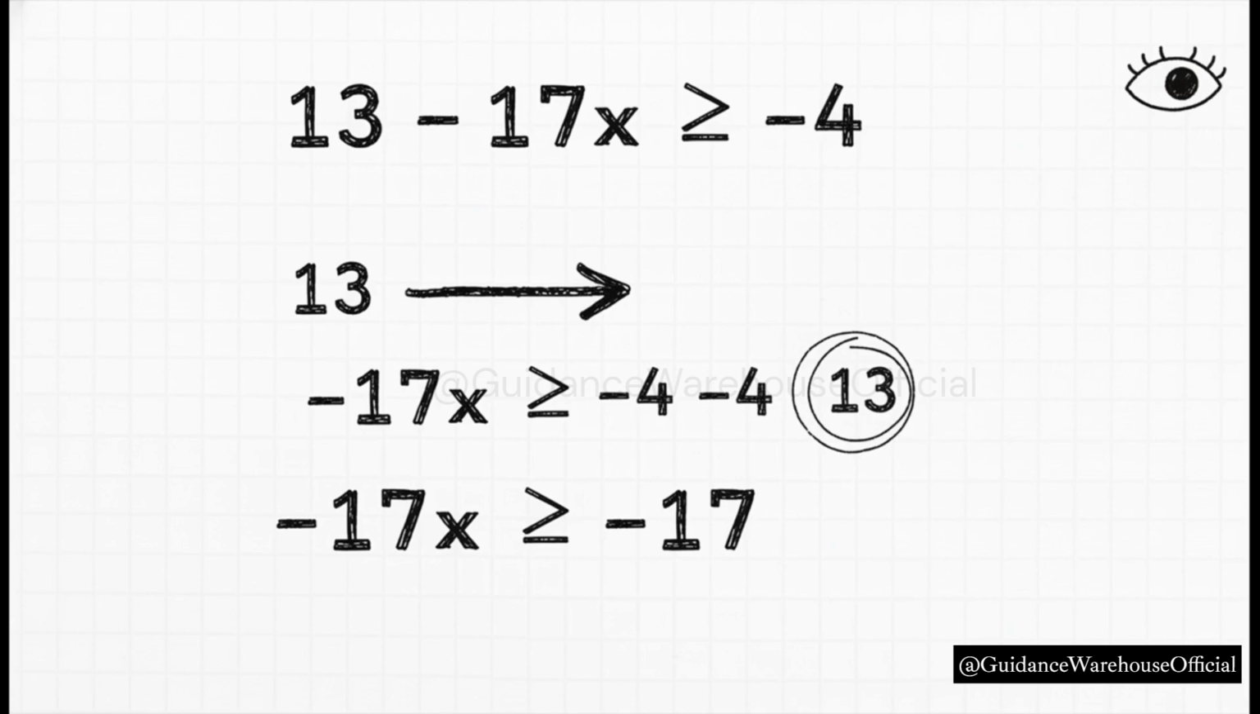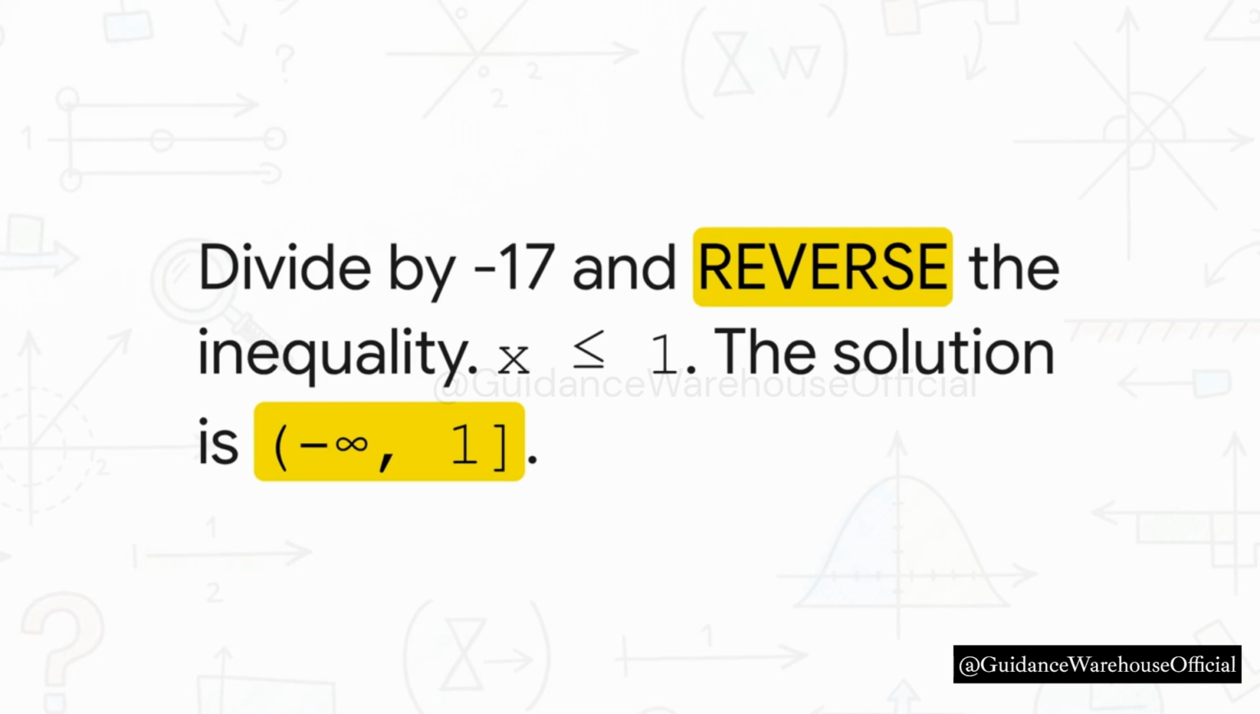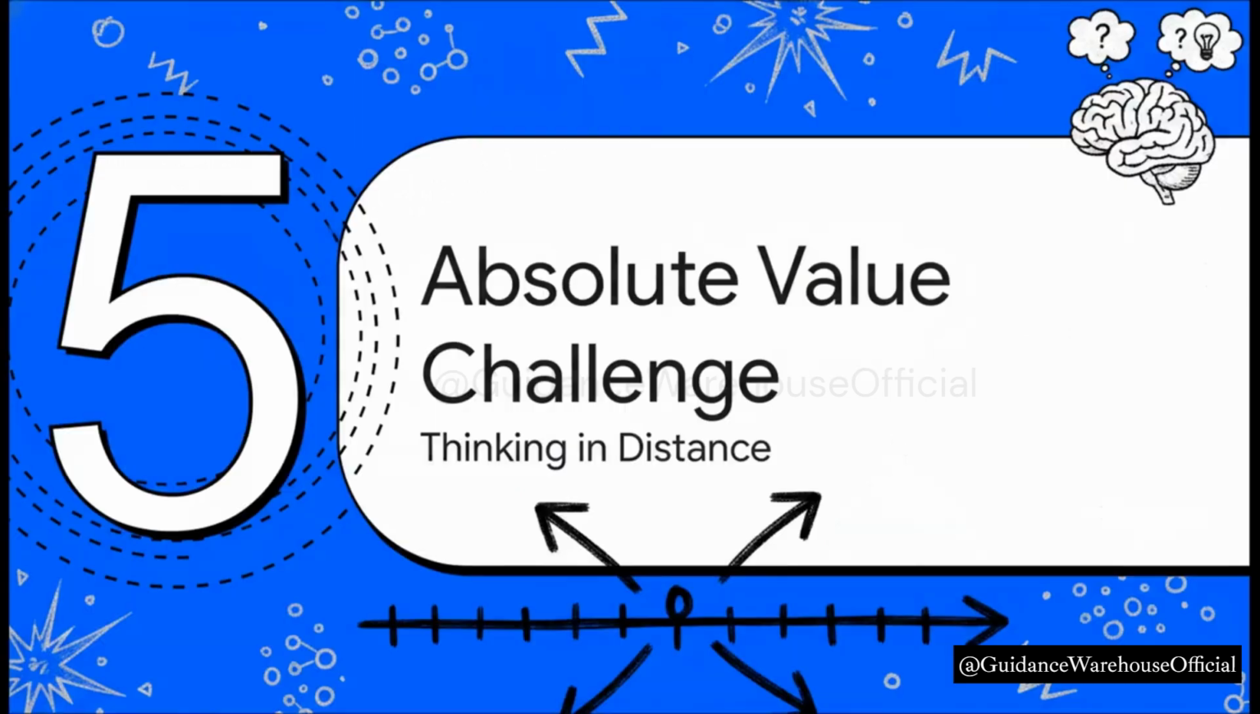Okay, get ready? And here it is, the crucial moment. To get x all by itself, we have to divide by -17. And because we're dividing by a negative number, the golden rule kicks in. We have to flip the greater than or equal to sign to a less than or equal to sign. So our final answer is x is less than or equal to 1, or in our fancy interval notation, -infinity to 1. Now, let's build on what we know and tackle a new challenge, absolute value inequalities.